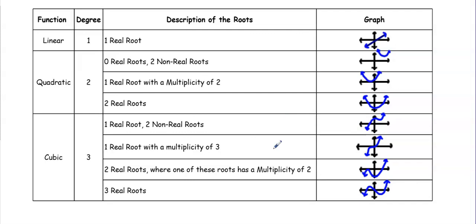You could have one real root with a multiplicity of 3, just like the parent function, f of x equals x cubed. You could have 2 real roots, where one of these roots has a multiplicity of 2. That would happen right here, where the function's changing direction, right at the x-axis. And then here's the other root. Or you could have 3 real roots where you have 3 x-intercepts.